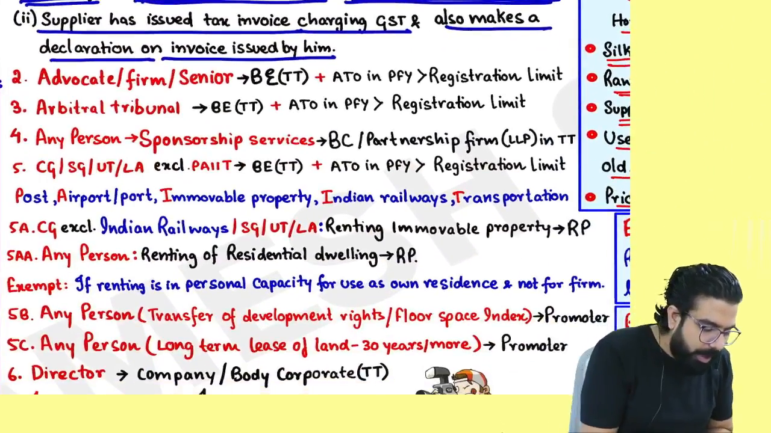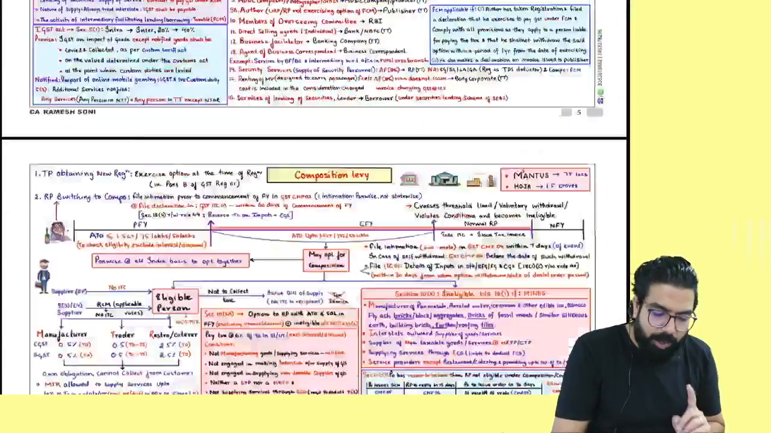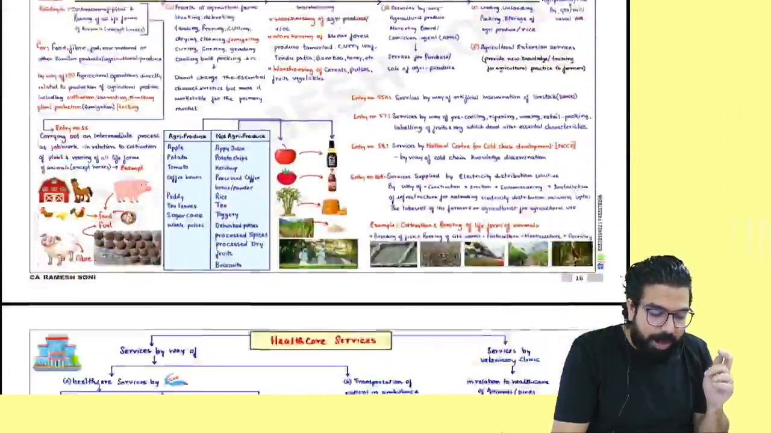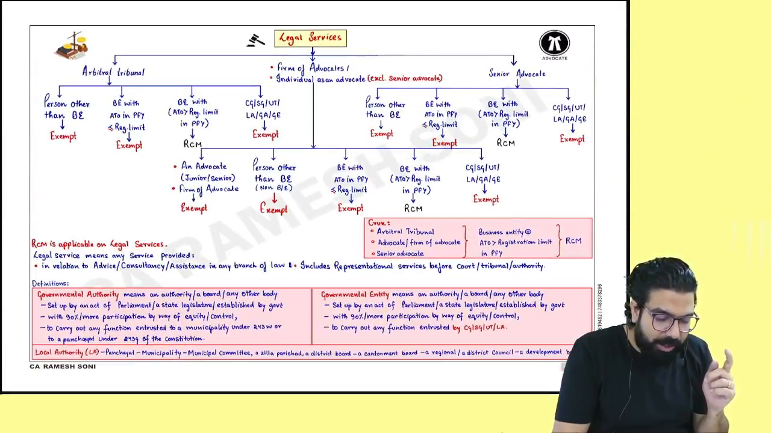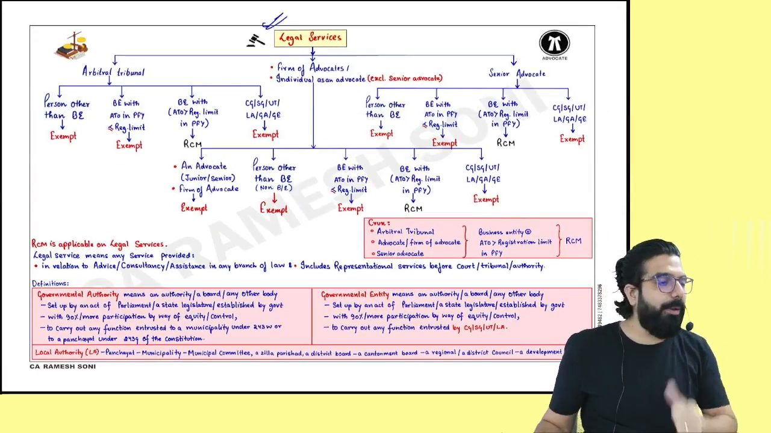Next. Now, the next one over here is advocate and arbitral tribunal service, which I want to quickly cover from our advocate chart. Please come to the advocate chart, everyone. Here. Legal services, page number 18. People watching at home, are we all good till here?